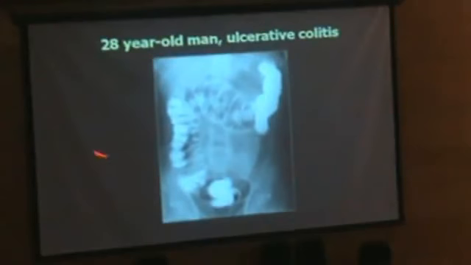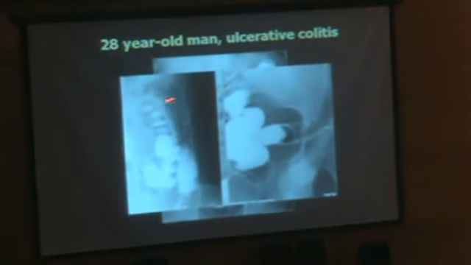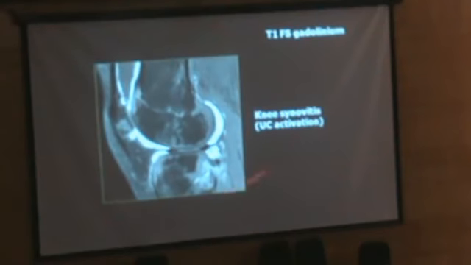One last example. This is a 28-year-old man with ulcerative colitis. We can see here typical features of ulcerative colitis in the left colon, the descending colon. Here, just to show you, multiple ulcers and loss of morphology of the left colon, the descending colon. And this subject developed synovitis within the knee. And this was just when he had some activation of his ulcerative colitis. It happened at the same time. So this was easier to make the diagnosis because we knew the clinical history of the subject before.